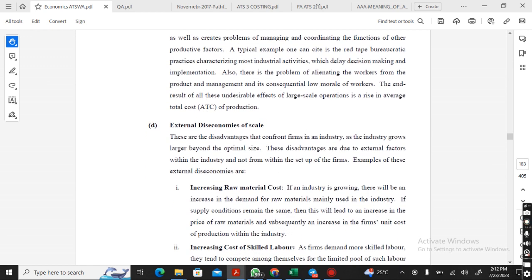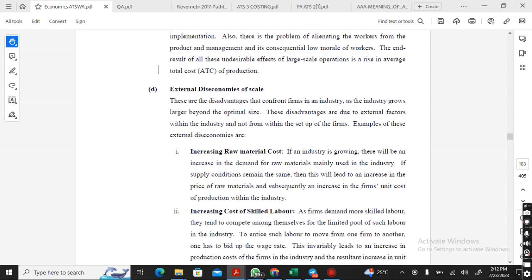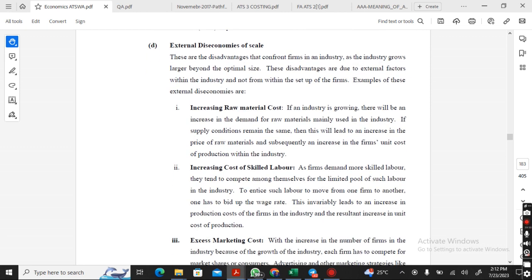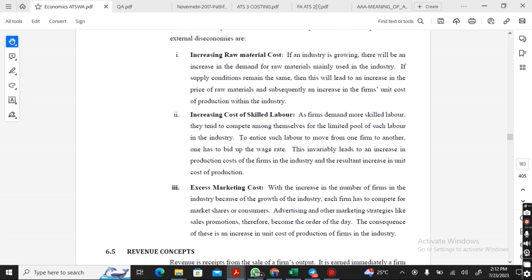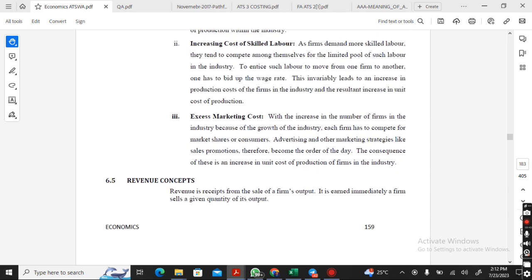We have diseconomies of scale, whereby these are disadvantages that confront a firm in an industry as the industry grows larger beyond the optimal size. An example of this is increasing raw material cost. These are things we can't control. Another is increase in the cost of staff, like for example now. You can't employ staff and be paying them 50,000 naira; they can't work efficiently. And there is also excess marketing cost.